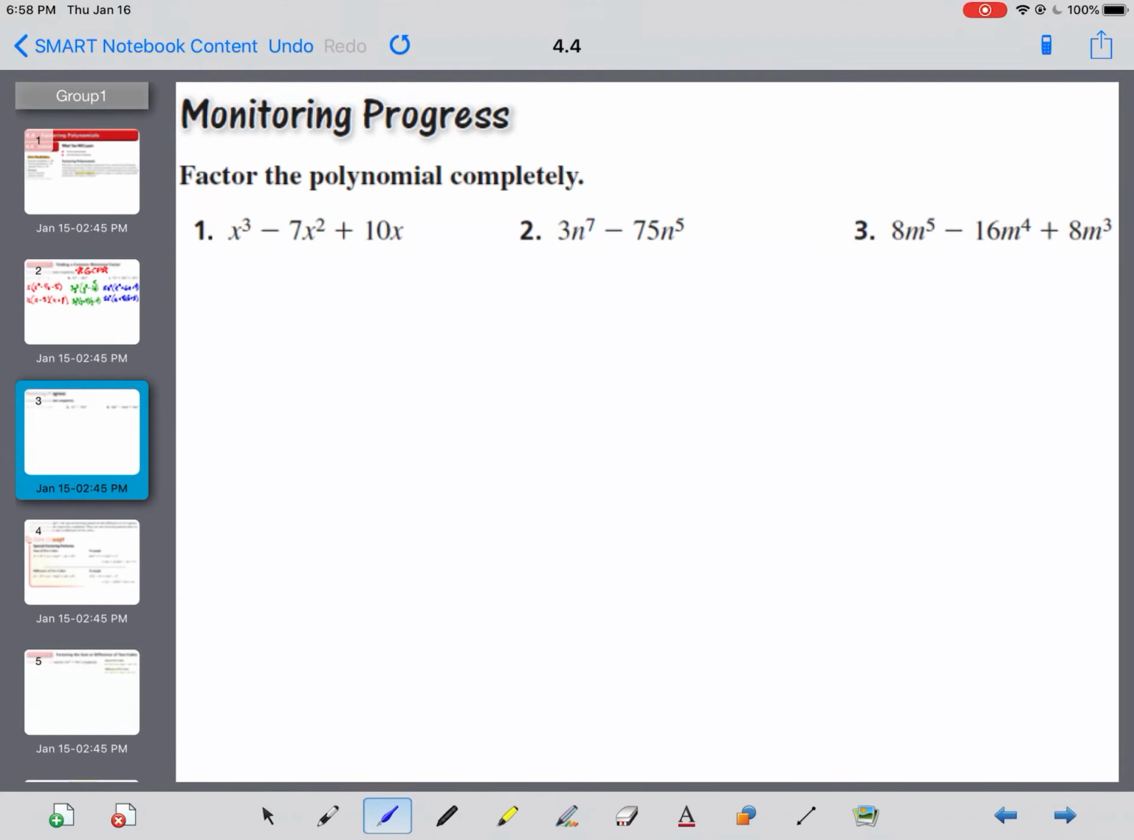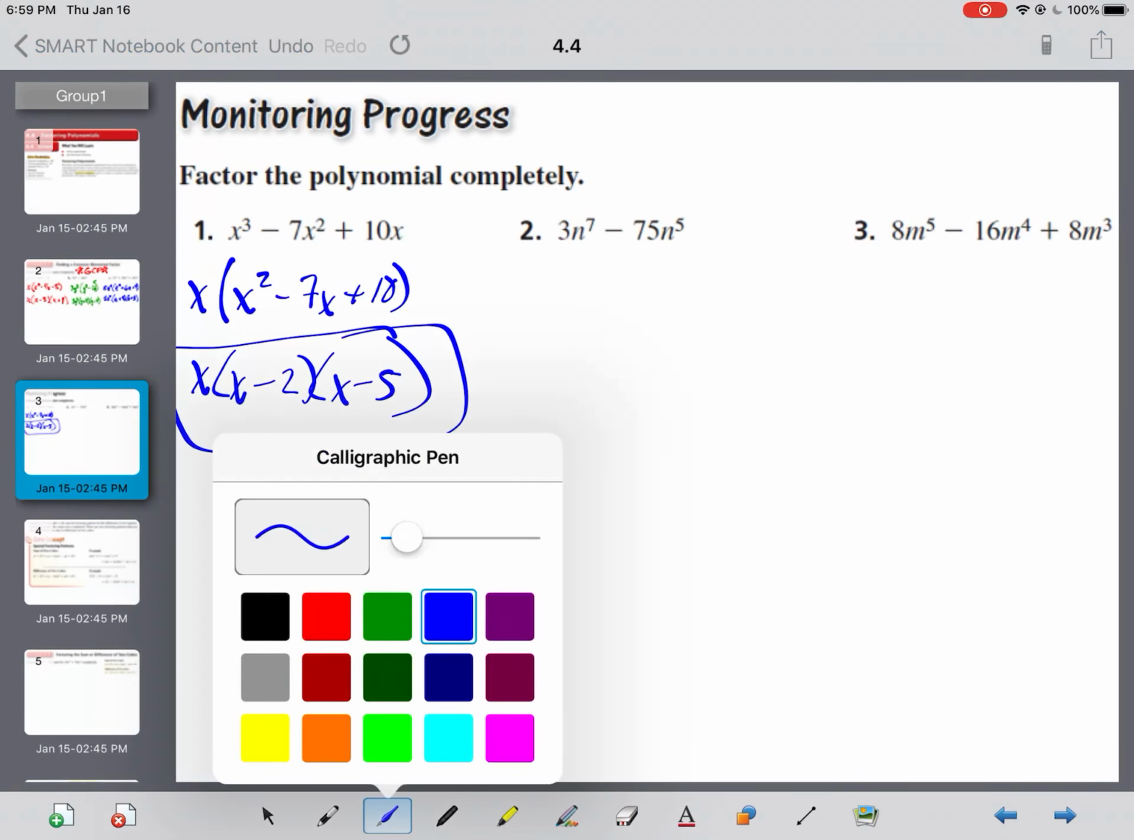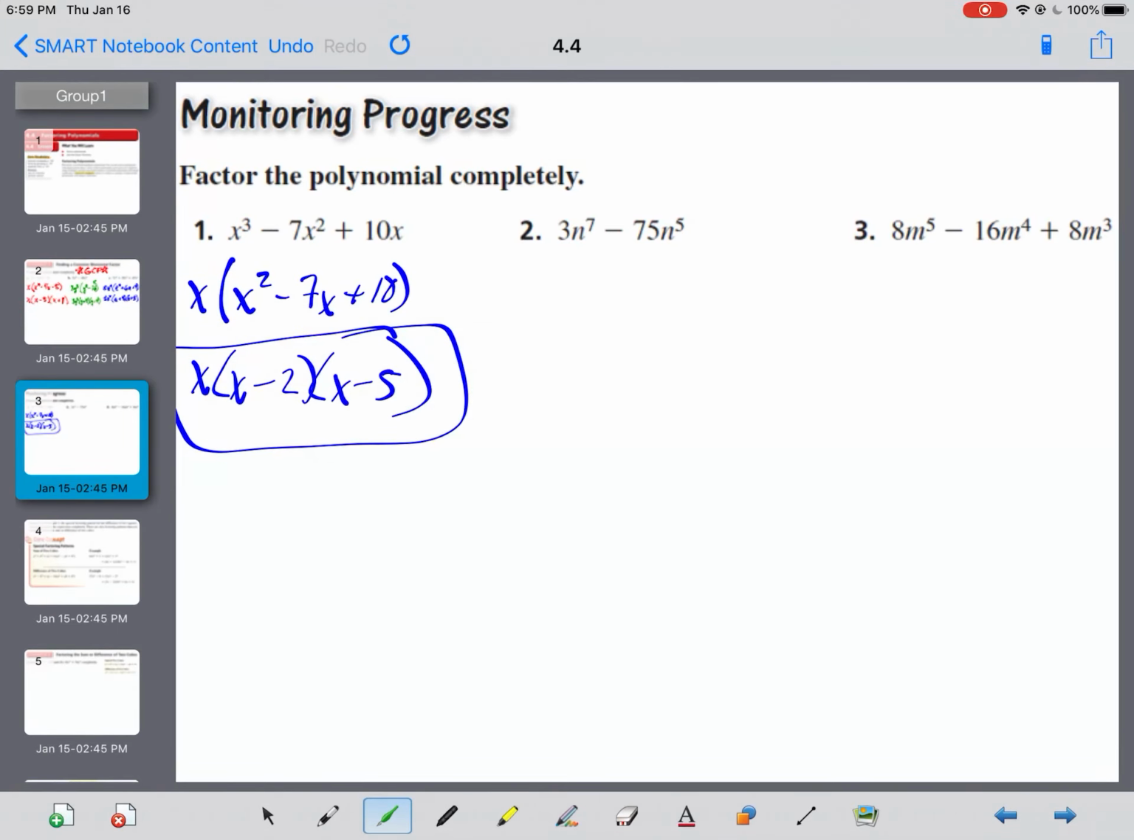Okay, here we go. This first one. I can pull out an x. That leaves me x squared minus 7x plus 10. And then I just want factors of 10 that add to 7. 2 and 5 work, and then they both need to be negative, so I get negative 2 and negative 5. And there's my answer.